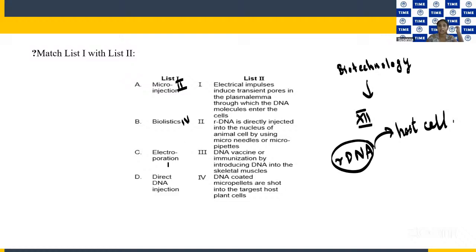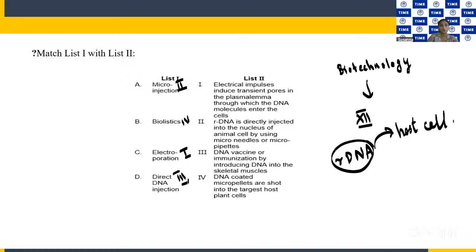Okay. Then you have electroporation. Electroporation means the electrical impulses induce transient force in plasma lemma through which DNA molecules enter the cell. Again, another way to transfer rDNA into the host cell, where you will be giving electrical impulses, and with the help of the electrical impulses, you will be inducing some transient force through the plasma lemma through which the DNA molecules enter. So this is the one. Okay. Then direct DNA injection. If you don't know, also you can answer because we have only one option left. That is the DNA vaccine or immunization by introducing DNA into the skeletal muscle. D is third one.